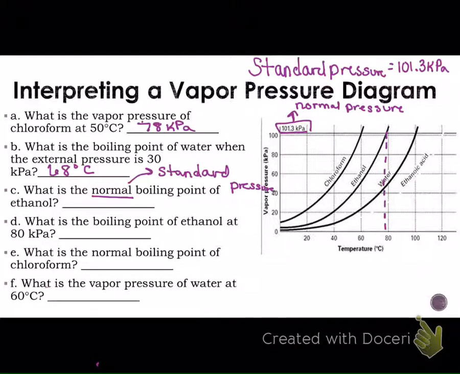It looks like it's not quite flush with the line on 80, so it's not quite 80 degrees Celsius. It's very close to 80, so I'm going to approximate this as 79. It's a temperature, so degrees Celsius. Again, that word normal means that I'm looking at standard pressure. I would recommend at this time to pause the video and see if you can answer the 3 remaining questions.